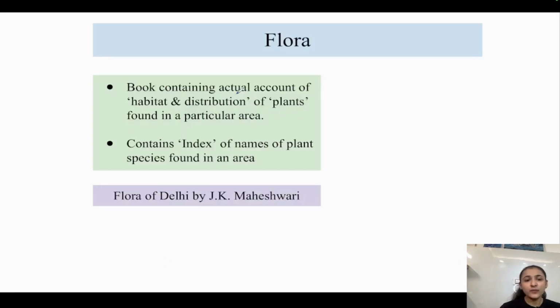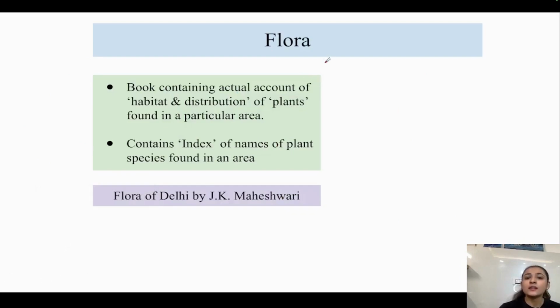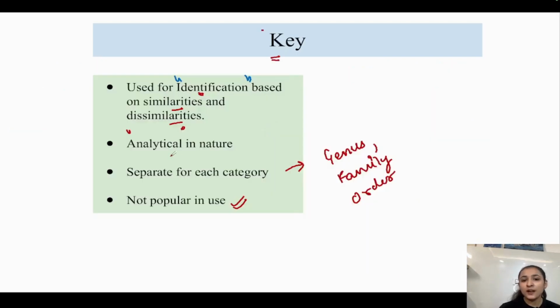Okay. Now coming to the next taxonomic aid, Flora. What is a flora? Flora is a book that contains the actual account of the habitat and distribution of plants found in a particular area. Okay, it only contains the information of plants. Name suggests, right? Flora means plants, fauna means animals. So flora contains only the information about plants. Key was containing the information for both plants and animals. Okay, there are keys for both plants and animals.